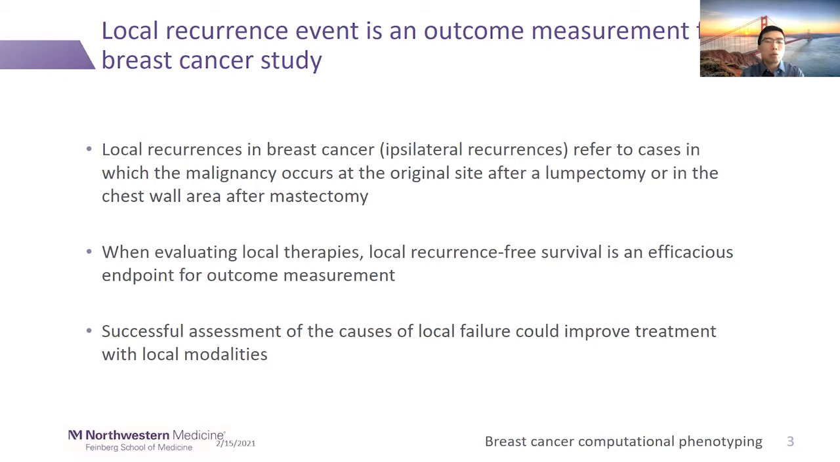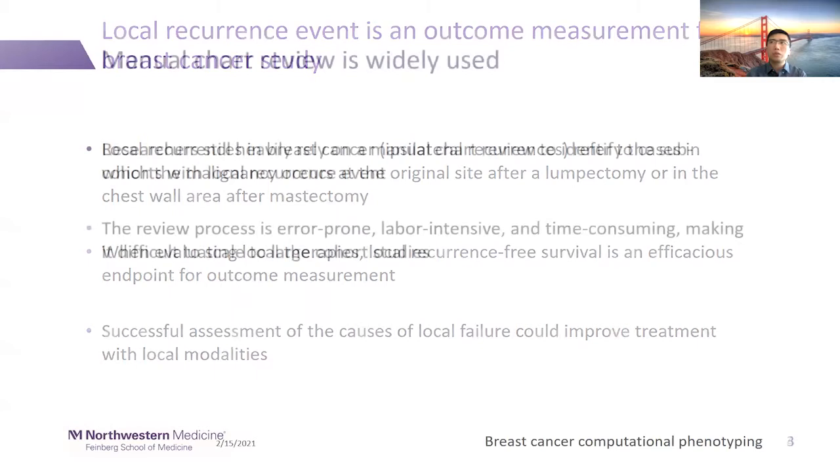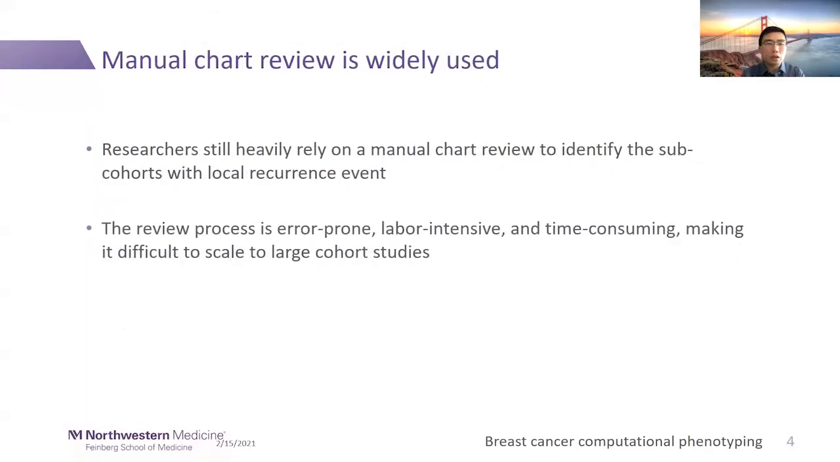So this is our motivation of why we started using machine learning models and natural language processing to tackle this problem. And just to give you a brief overview of what we call the previous state-of-the-art approach: the previous state-of-the-art approach is actually manual chart review. Researchers still heavily rely on manual chart review to identify the subcohorts with local recurrence events.